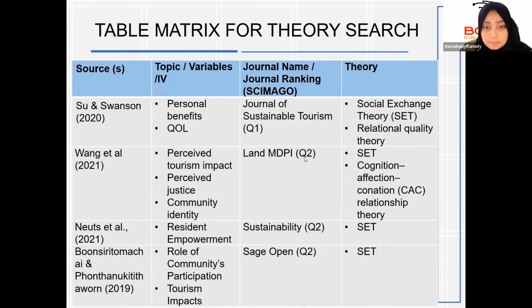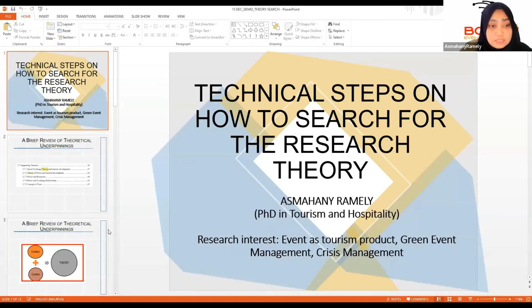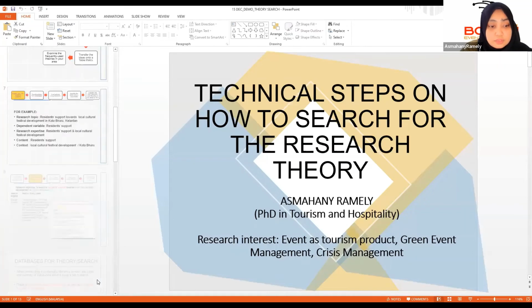And then I talked about Scimago just now. I hope you are clear why we have to search for the journal ranking, and why we have to check which theory will represent which dimension or which variable in our study. Then we come to the last slide for today, which is this one.